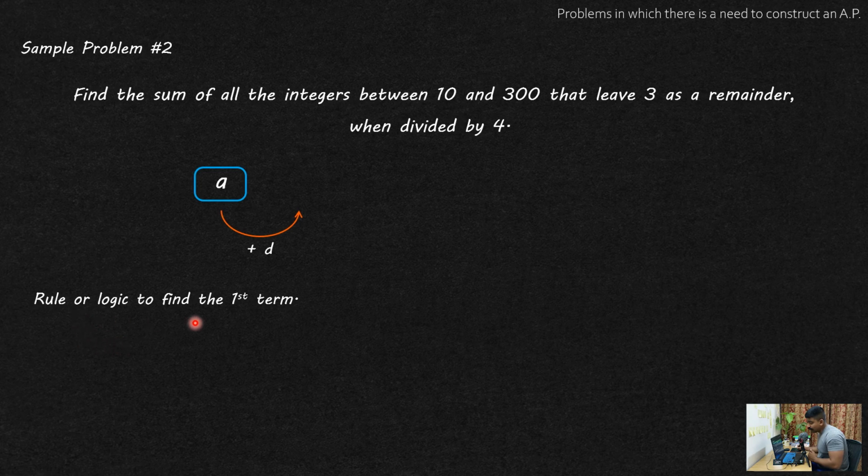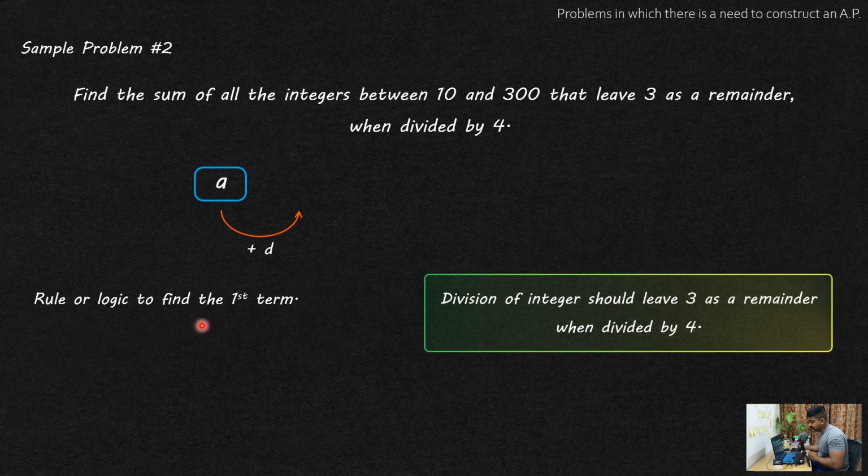Again, rule or logic to find the first term. The integer should leave 3 as a remainder when divided by 4. Now I hope that you are all aware of Euclid's division algorithm or Euclid's division lemma. Here I have written A equals dq plus r. R is the remainder, that is equal to 3, and d is the divisor, that is equal to 4. Q is the quotient and A is the dividend, which is actually the first term of our AP.